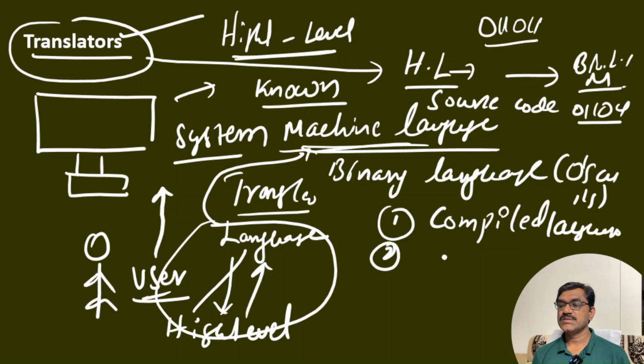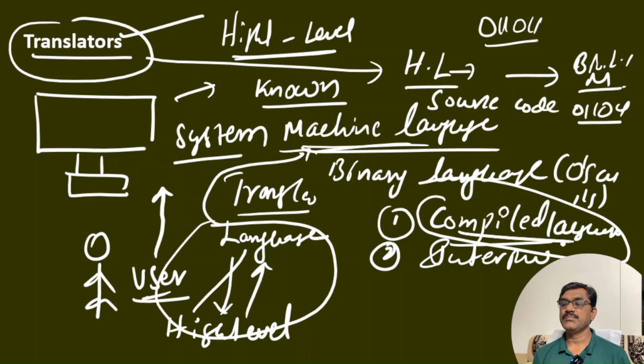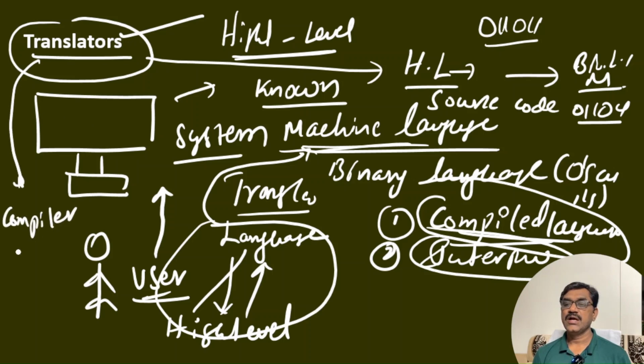When it uses the concept of interpreter to convert the source code into object code, that is known as interpreted language. That means if the system is going to use a compiler, then that is known as compiled language. If it is using an interpreter, that is known as interpreted language. What I mean to say here is, mainly we are talking about the two types of translators. First one, the compiler, and second one, the interpreter.